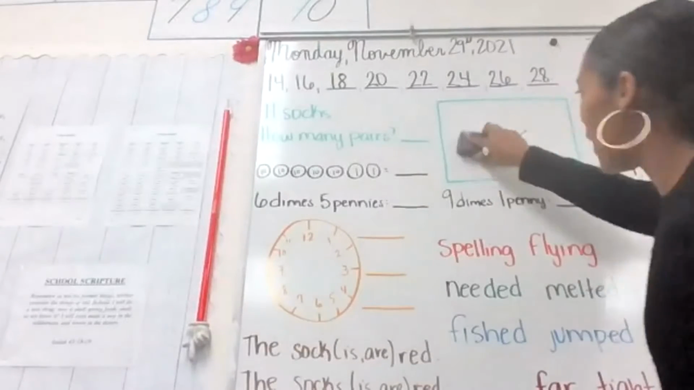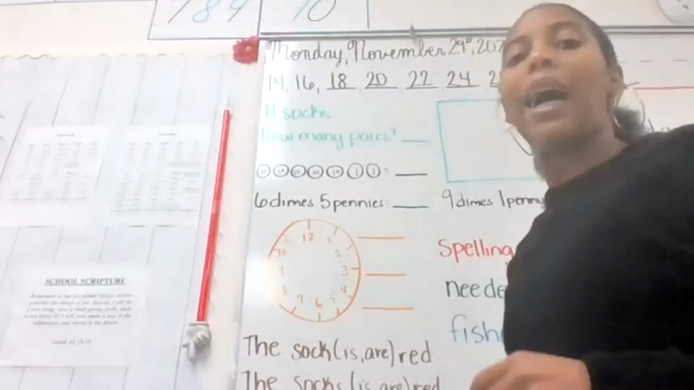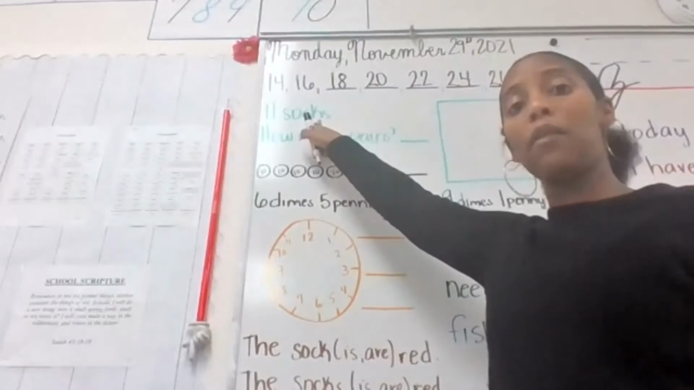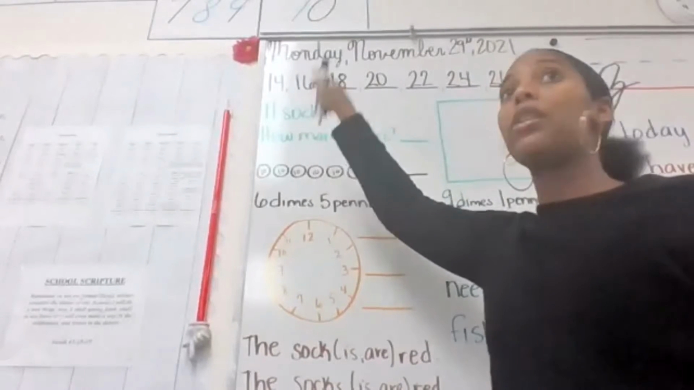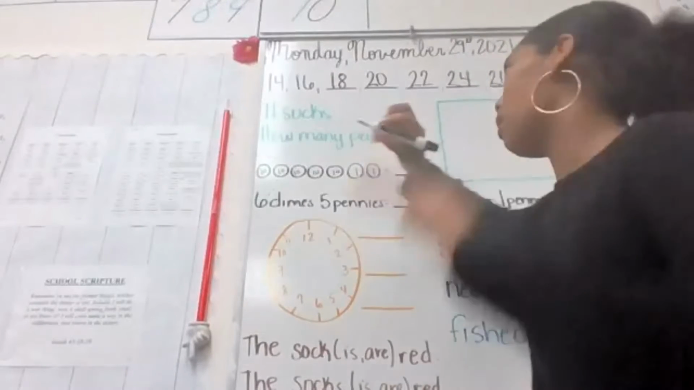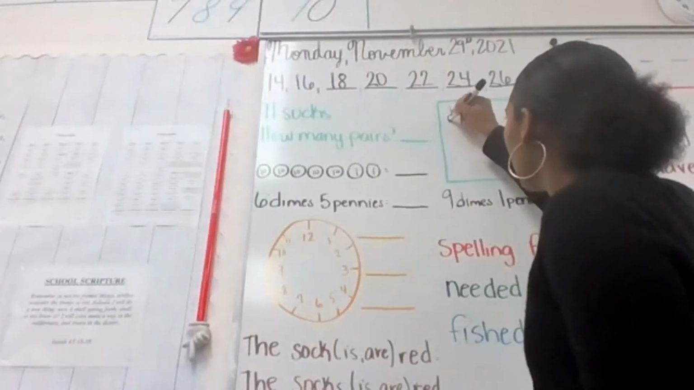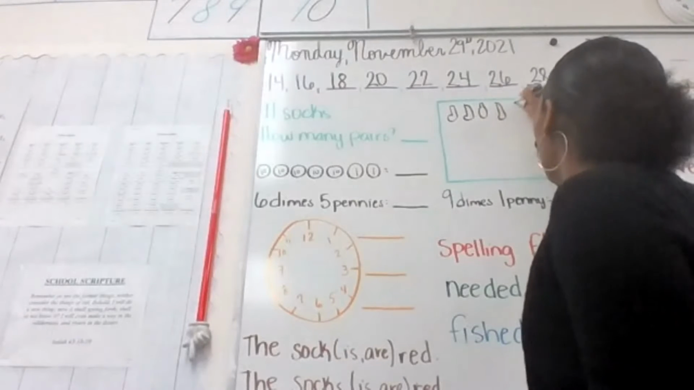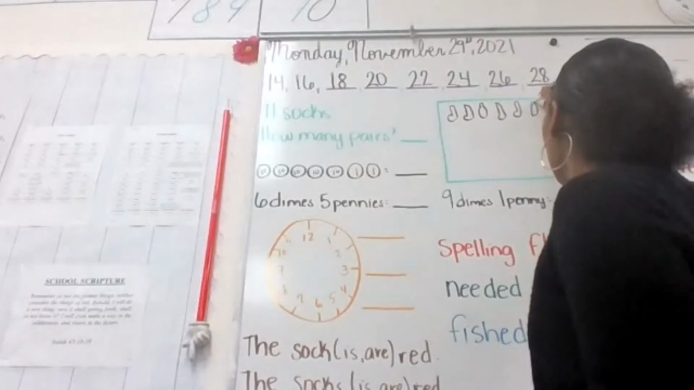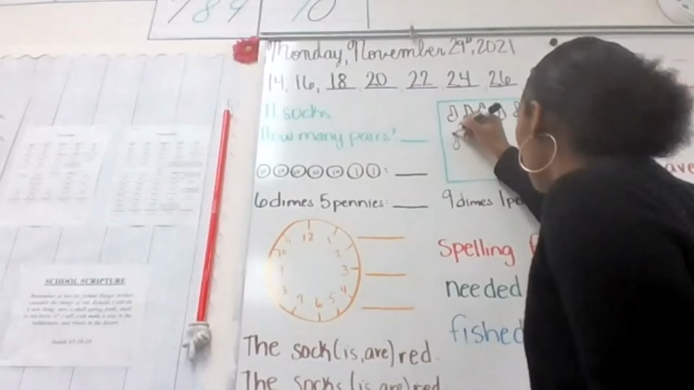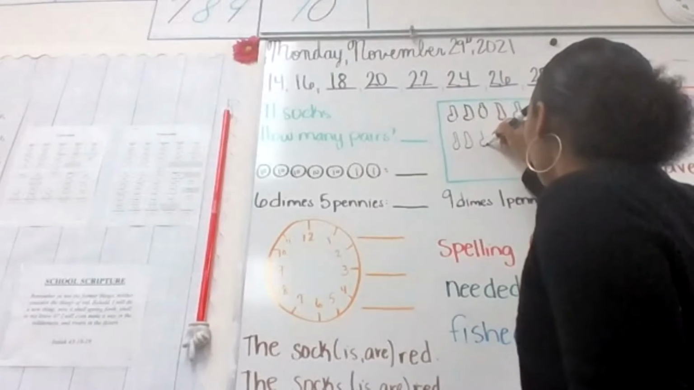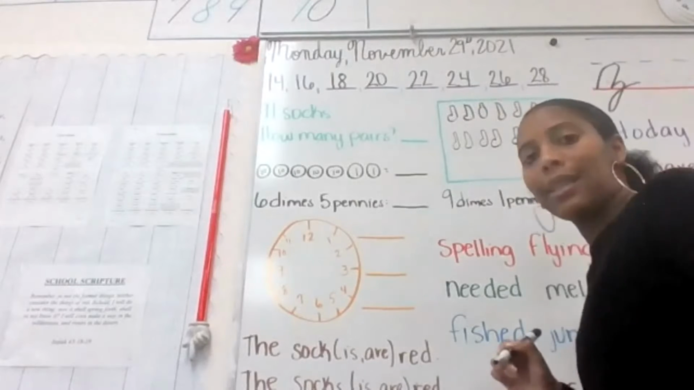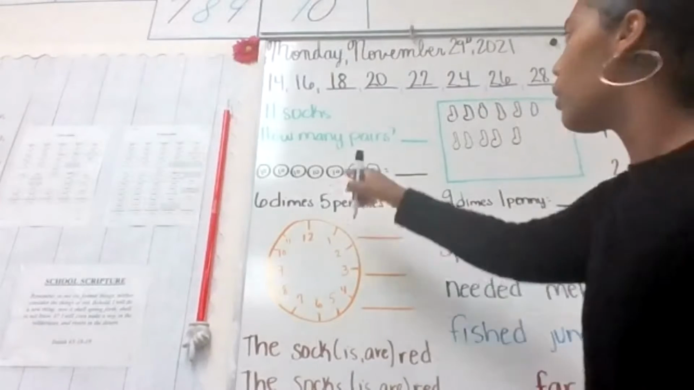Okay? So let's go ahead and look at this. I have 11 socks. Does this mean 11 pairs? No, it just means 11 socks. So let me draw 11 socks. So that's 3, 4, 5, 6, 7, 8, 9, 10, 11. So that's 11 socks.